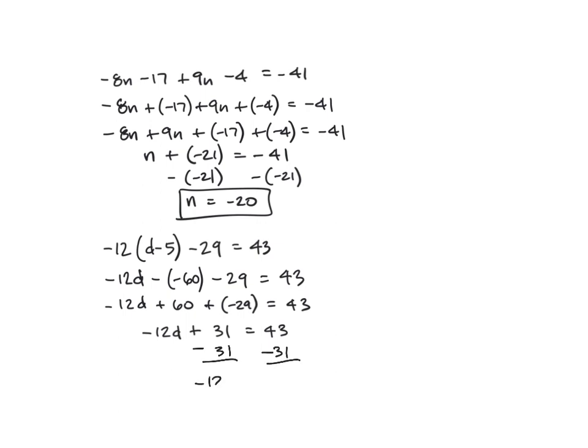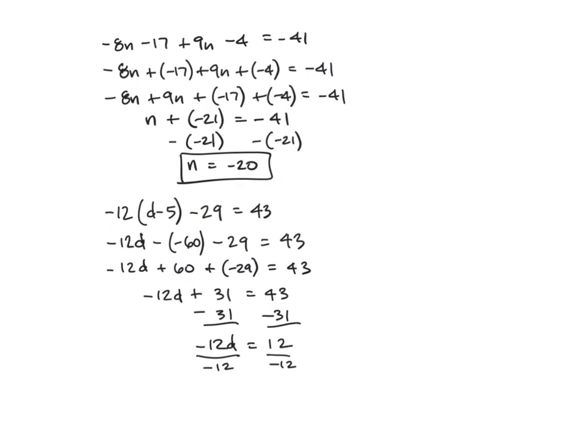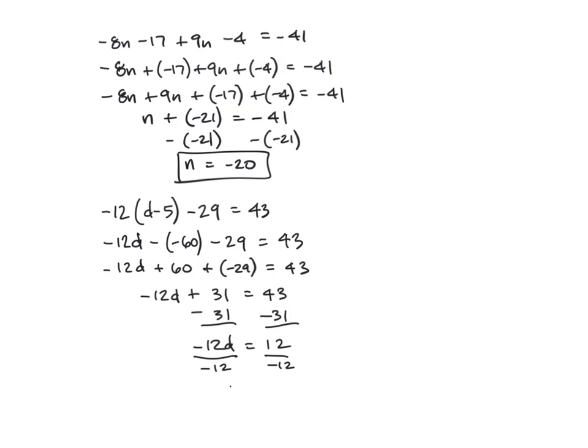Now I have negative 12d equals, and then 43 minus 31 is 12. Now I'm multiplying d by negative 12, so I'll undo that by dividing by negative 12. And I get d is equal to negative 1. And so there is our solution there.